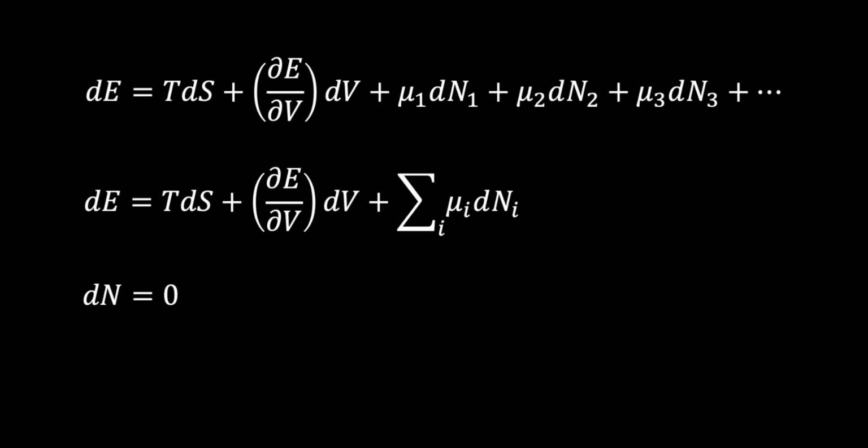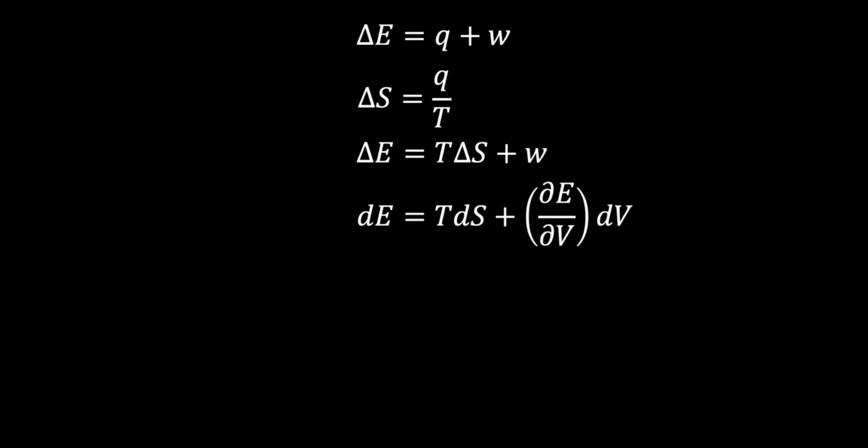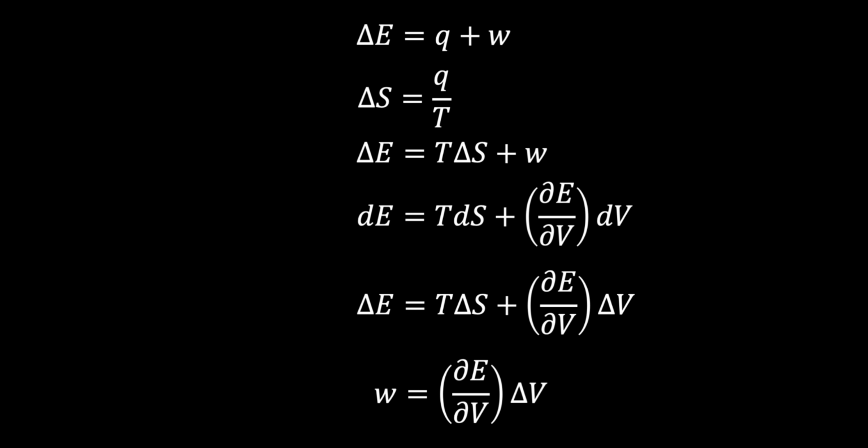equation goes away. At this point, let's bring back our first equation of the first law of thermodynamics. In our last video, we found an equation that relates a change in energy due to heat to the change in entropy and temperature. If we substitute this into the equation, we see parallels with the total differential equation. We can then move from an infinitesimally small change in energy to a large change in energy by changing the derivatives to deltas, and we can conclude that work is equal to this partial derivative of energy with respect to volume multiplied by a change in volume.